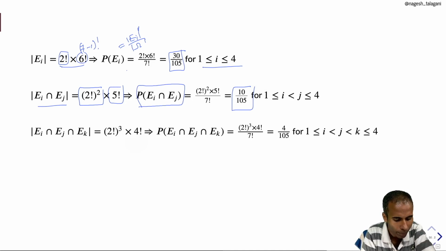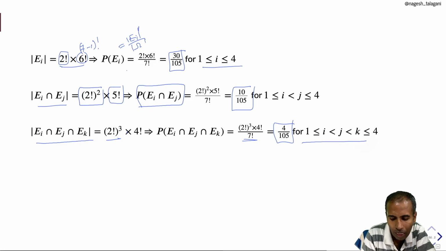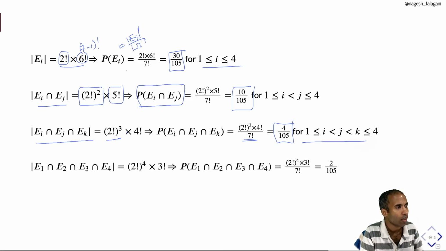Similarly, the number of elements in Ei intersection Ej intersection Ek is going to be 2 factorial cubed times 4 factorial. The probability is going to be 2 factorial cubed times 4 factorial by 7 factorial, which gets simplified to 4 by 105 for any i less than j less than k between 1 to 4.